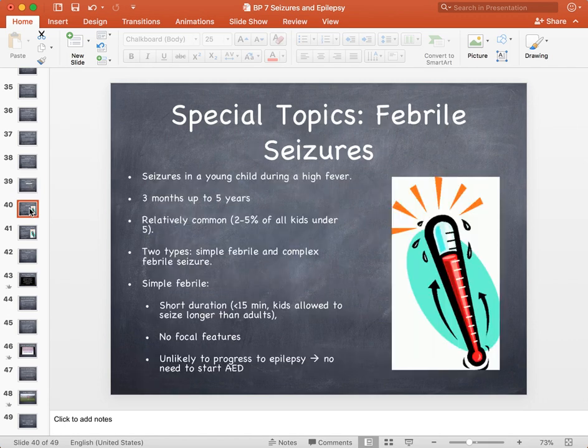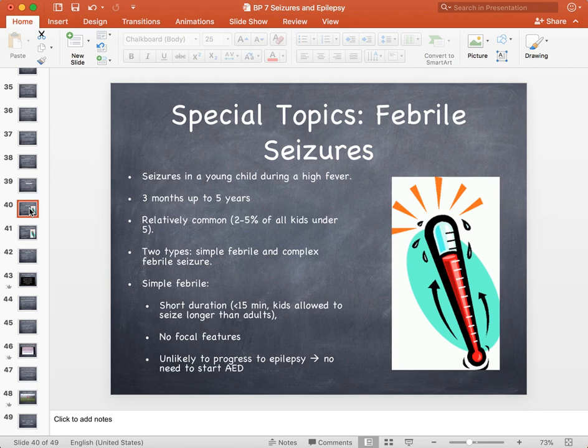All right. Next up is febrile seizures. So this is a seizure in a young child during a high fever. Typically occurs in a young child about 3 months of age up to about 5 years. It's actually relatively common. Yes. It's 2 to 5% of all kids under the age of 5. So chances are you might actually know somebody who, when they were a child, had a febrile seizure.